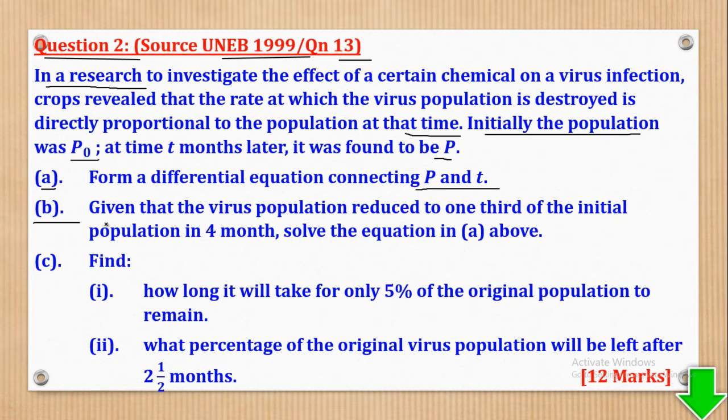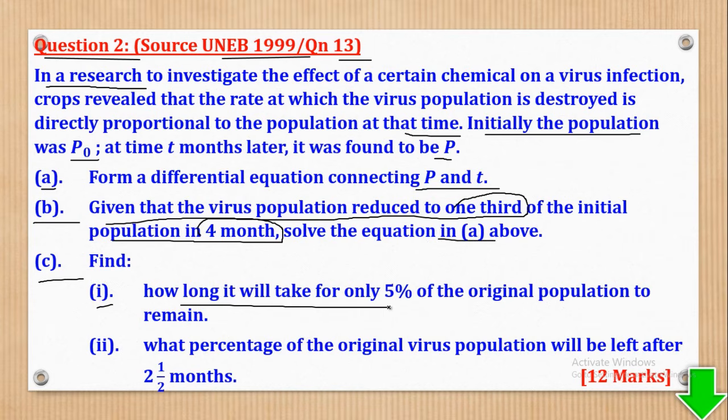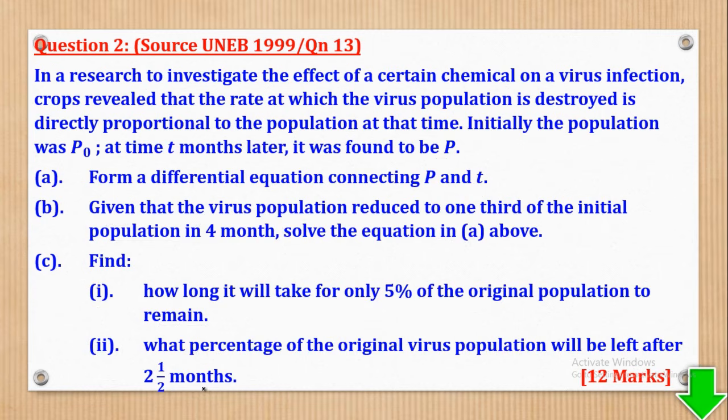Then part B, given that the virus population reduced to 1/3 of the initial population in 4 months, solve the equation in A above. Then part C, find Roman 1, how long it will take for only 5% of the original population to remain. And Roman 2, what percentage of the original virus population will be left after 2.5 months? So let's start with part A.